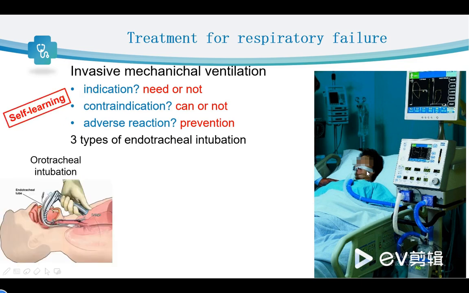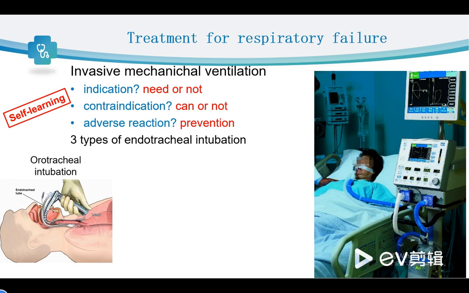There are 3 types for the intubation. The first one is the oral tracheal intubation. The tube is intubated into the trachea through the mouth. And this method of the intubation is the easiest one. So, we usually use this method of the intubation for the patient with emergency. But the patient can only keep this tube for 1 week or less than half a month.